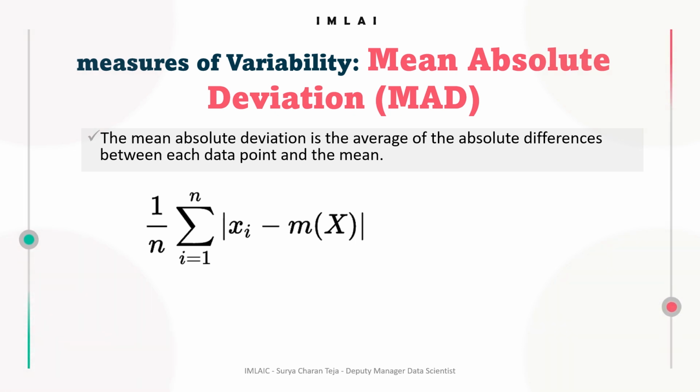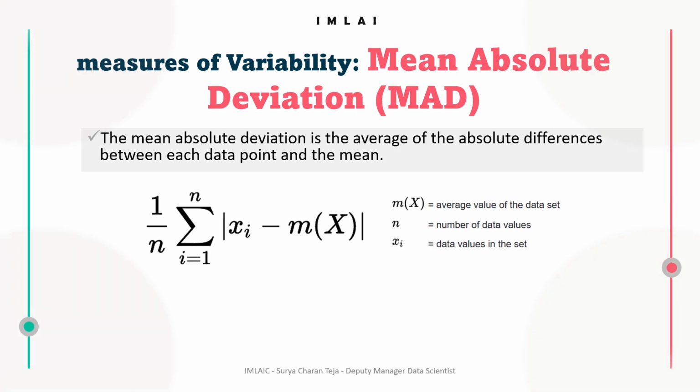One way is squaring the deviation, and the second one is taking the absolute. If you square it up, that's called the variance. If you put it into an absolute bracket, then it's called absolute deviation. Now if you divide the absolute deviation by the sample size or population size, that's called mean absolute deviation.